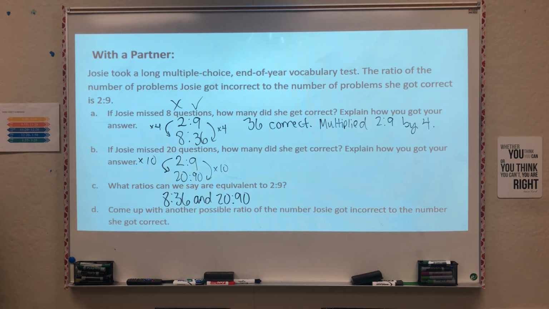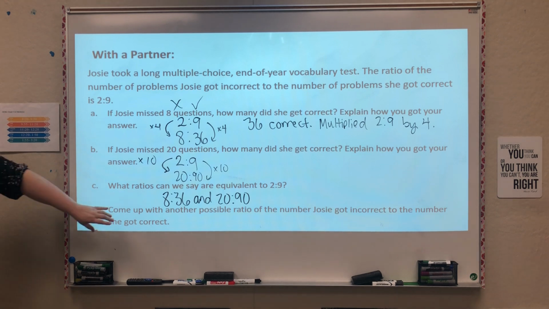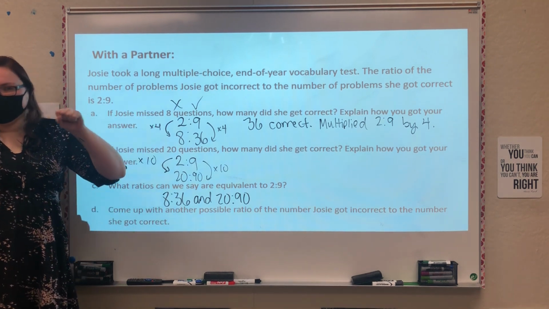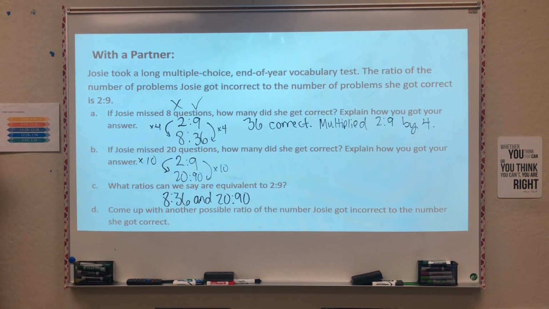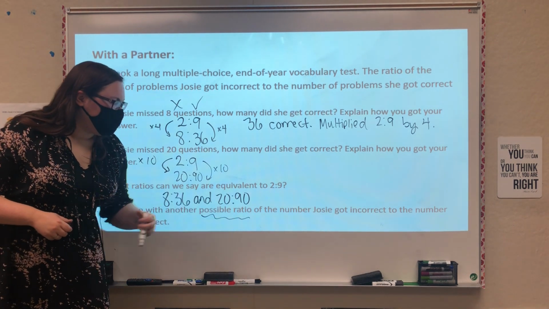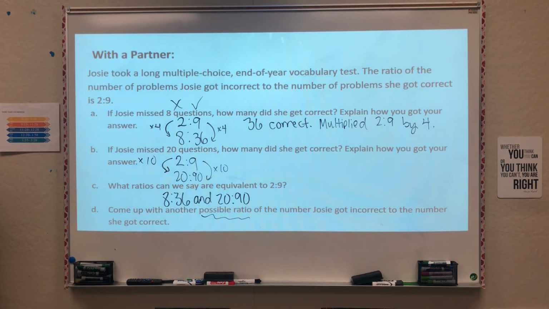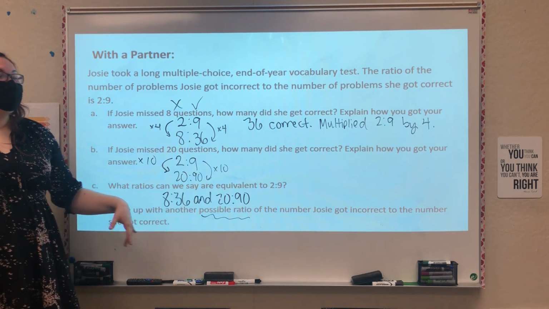I'm going to give you guys 20 seconds. Come up with another possible ratio and then let's hear them, because you told me earlier there's lots of correct answers for this. Wait, like a question or just write a question? Come up with another possible ratio for the number of questions she got incorrect to the number of questions she got correct, like 2 to 9. Don't steal one of the ones we already did. Come up with a new, different one.